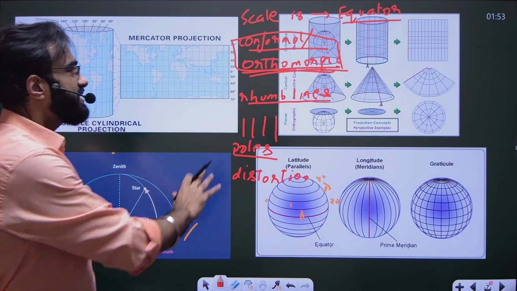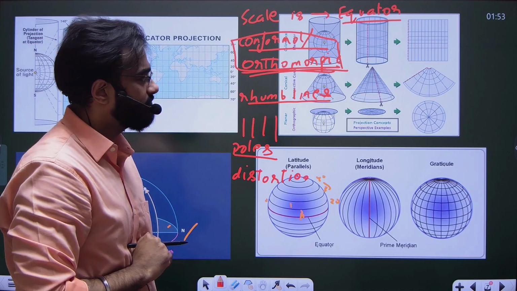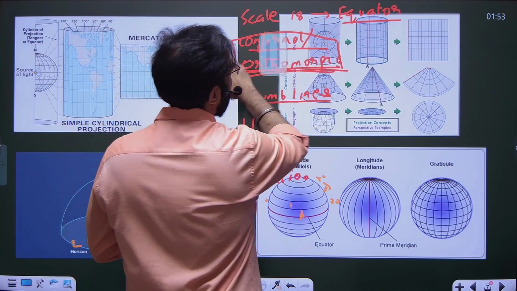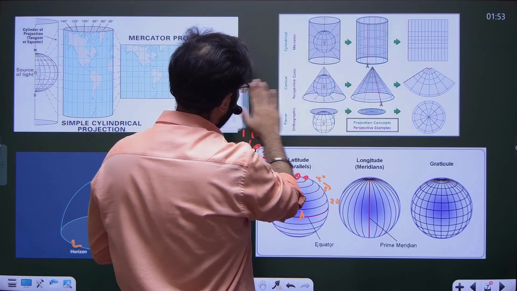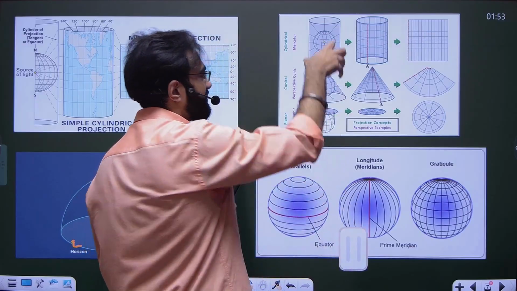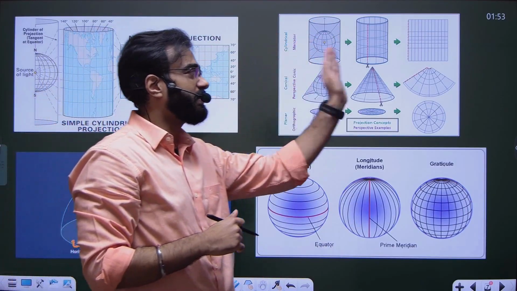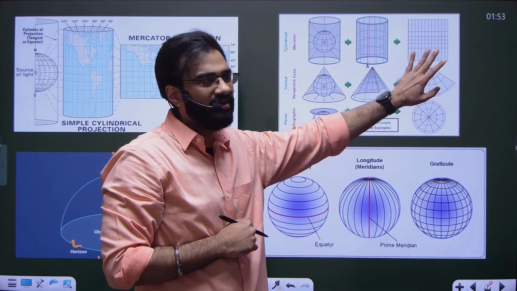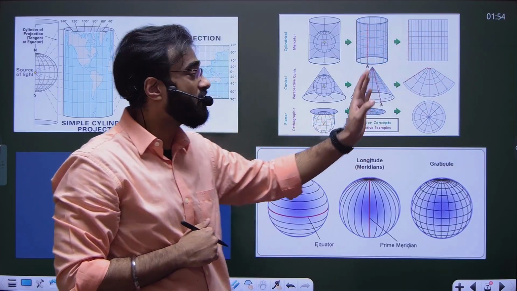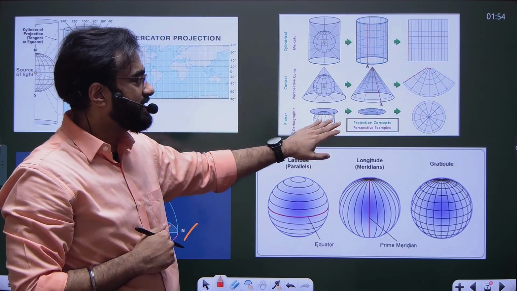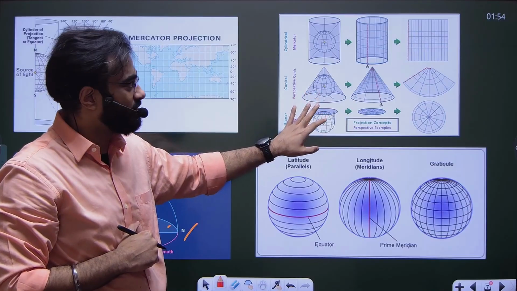Okay, so these are some of the important properties. Similarly, when we come to the conical projections, we place a cone like a birthday cap. Then we unwrap the cone. We'll not discuss in detail, otherwise we'll go off track. Then there is the zenithal or planar projection also.